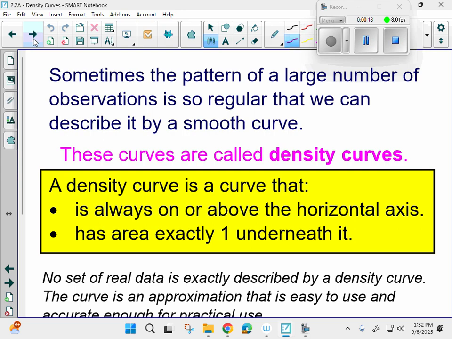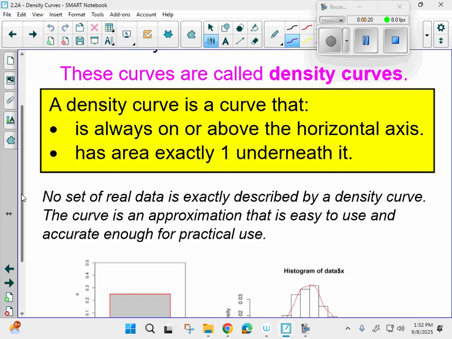I would write this down. For something to be a density curve, these two things have to be true. One, it's always on or above the horizontal axis, the x-axis, okay? And the area has to be exactly equal to 1 for it to be a density curve, okay? So the curve is above or on the x-axis, and the area is exactly 1 underneath.